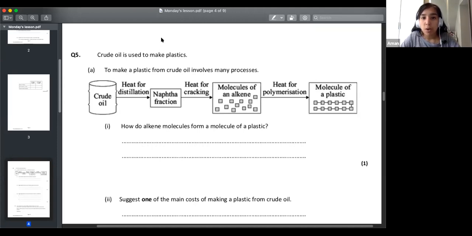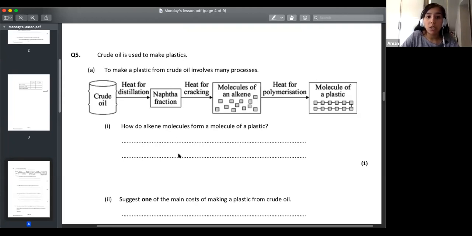Okay, so monomers of alkenes join together. Yes, so that essentially defines polymerization, but it's not what they're looking for. What's actually happening when polymerization takes place? Yes, it's addition polymerization. Again, not what they're looking for. What's happening? When the monomers join on, what's happening to the alkene molecule? Good, the double bond breaks.